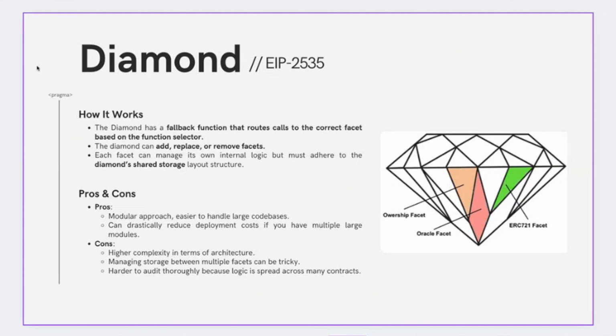Obviously, part of the cons we'll see is a really high complexity in terms of architecture. Managing storage can become quite tricky, but there are some standards in place we'll see to make that as easy as possible. And obviously, it's harder to audit because theoretically you have an exponential explosion in complexity of the architecture.